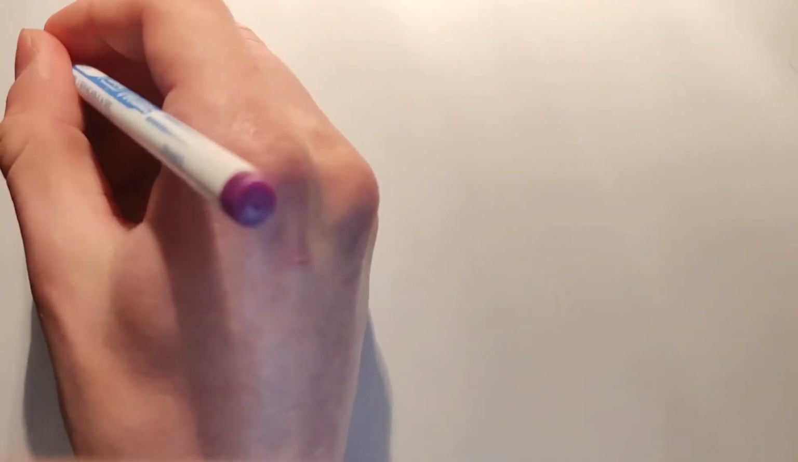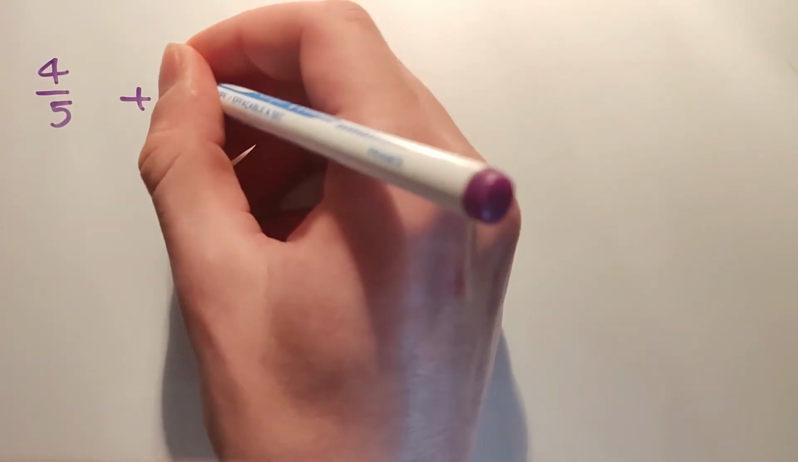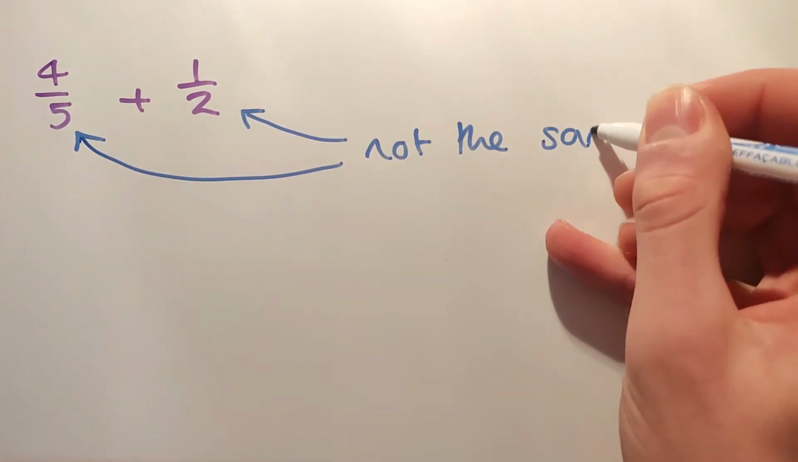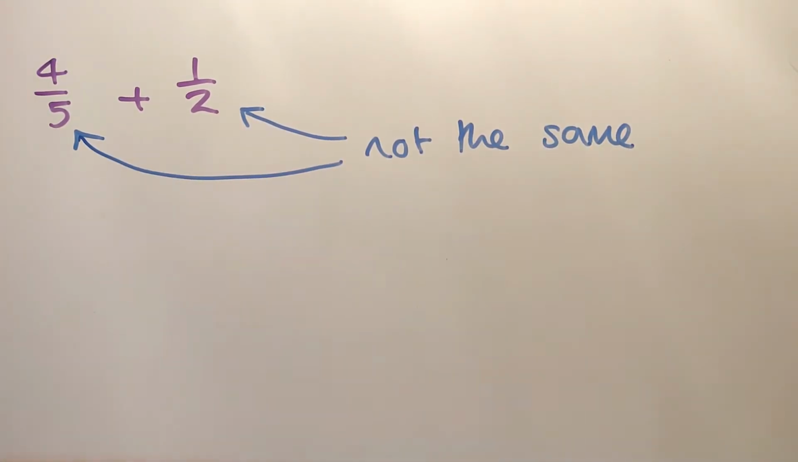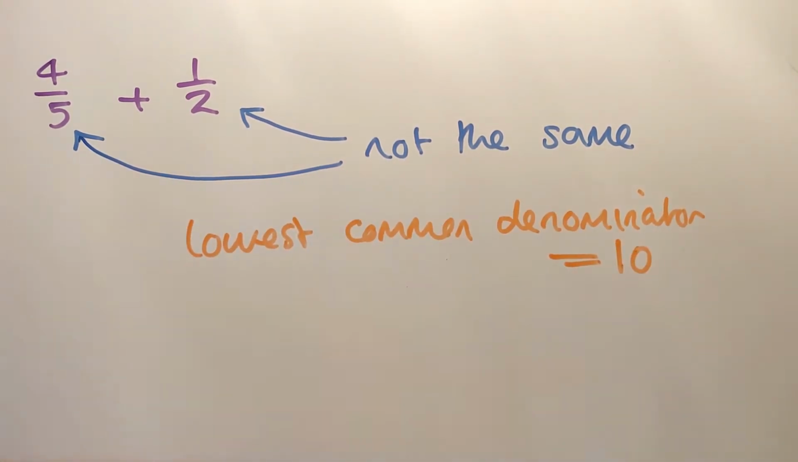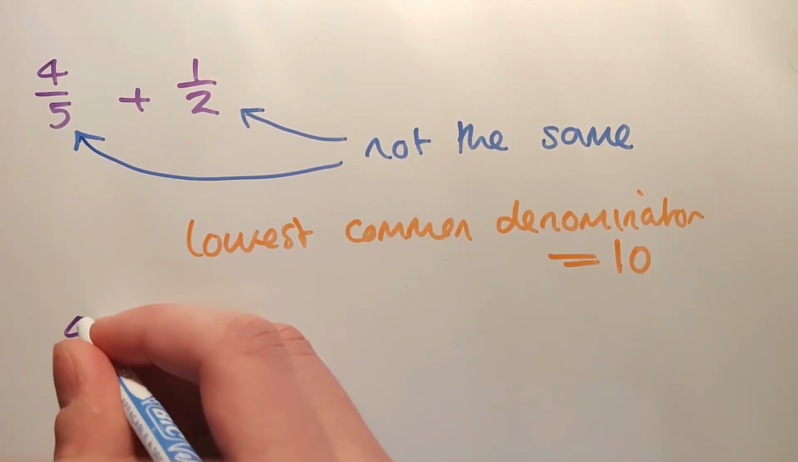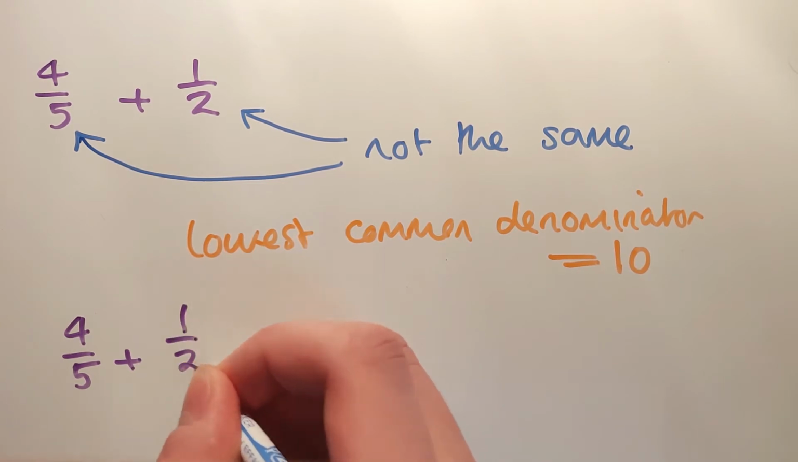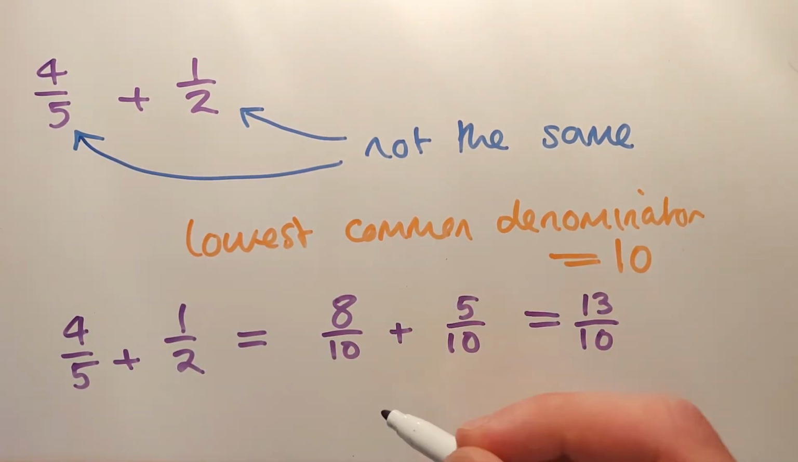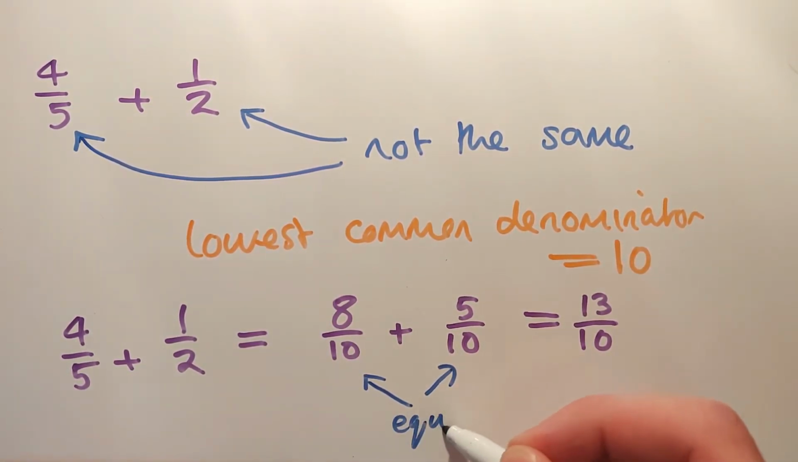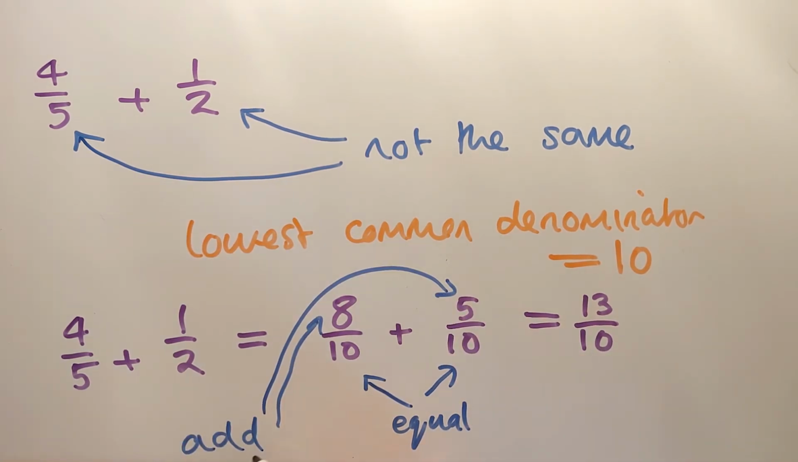Adding fractions is a bit trickier when the denominator isn't the same. We have to find the lowest common denominator, which is the smallest multiple of both denominators. Then we find equivalent fractions with this denominator, and to find out the sum, we can just add up the numerators. If the denominators were already equal, then we can skip this first bit and simply add up the numerators.